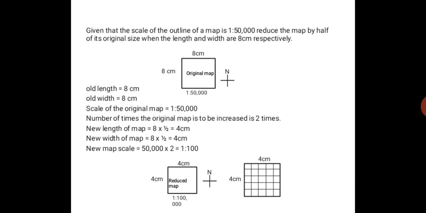You do proper labeling as you were told. Put your scale below the map. Put your title. You put your direction. And you grid it. It is simple. The problem is solved.